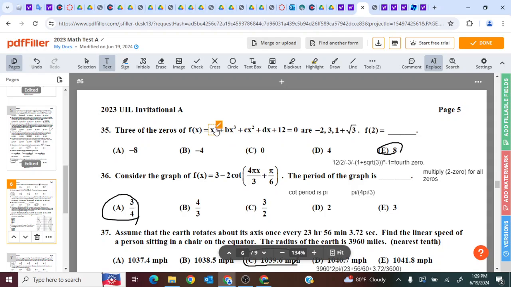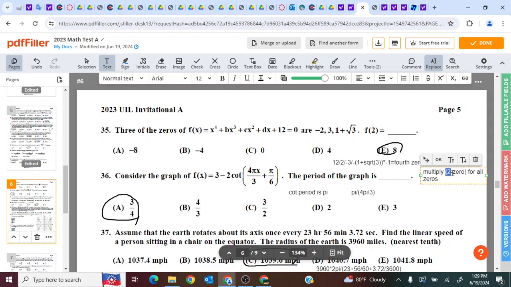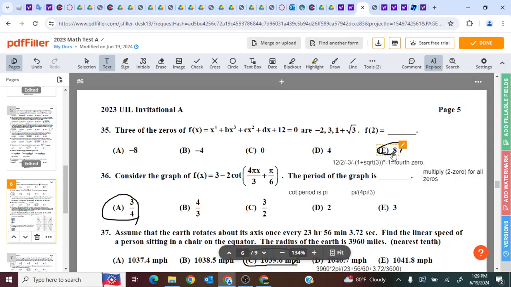But since this is x power to 4, we can just say that we're dividing 12 by all the roots. Divide them all, you'll get the 4th root. And then you simply write the equation in terms of those roots. So 2, which is your value of f of 2, minus each of the zeros, multiply them all together, and you get E as 8.